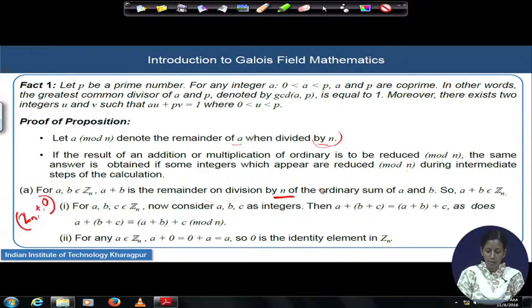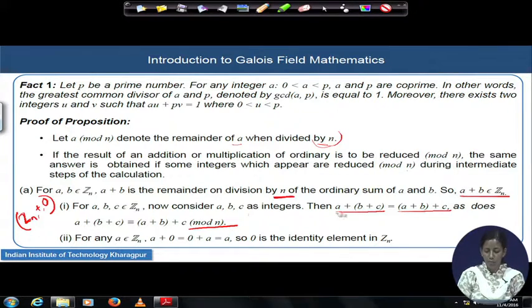So, definitely if it is a remainder, the remainder will belong to Zn. It is an integer number, and if I take any three numbers A, B, C which belong to Zn, and consider that A, B, C are all integers, then if I operate with normal addition, it holds good. If it holds good, then it should also hold good for this: (A + B) + C should also be equal to A + (B + C) when the mod n operation is going on.